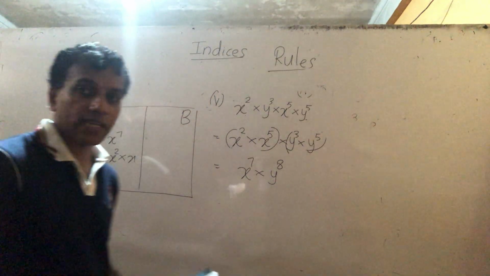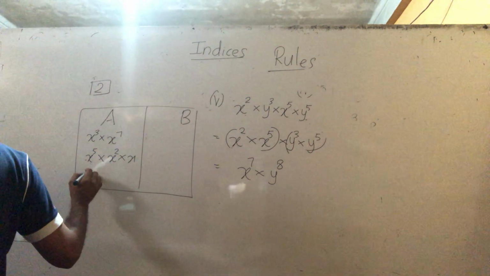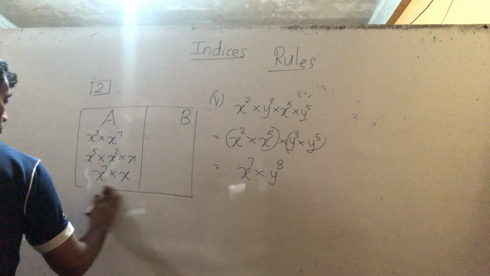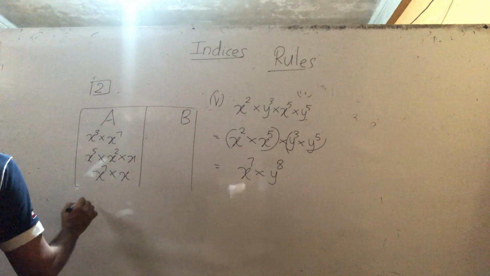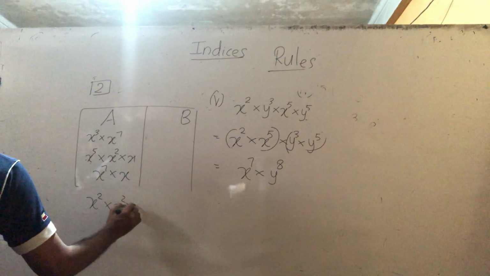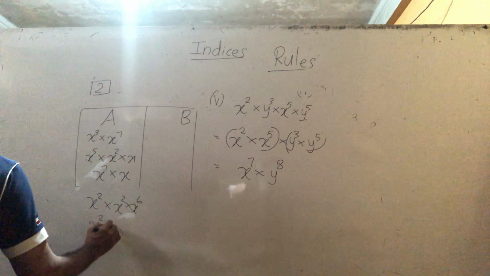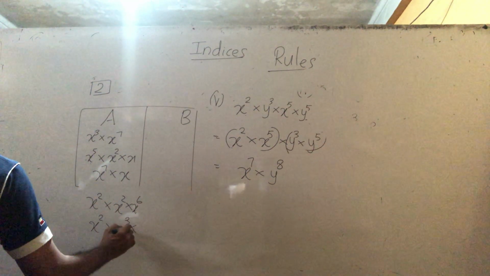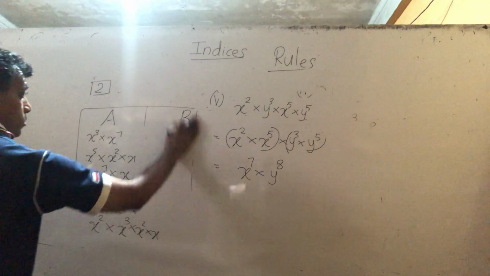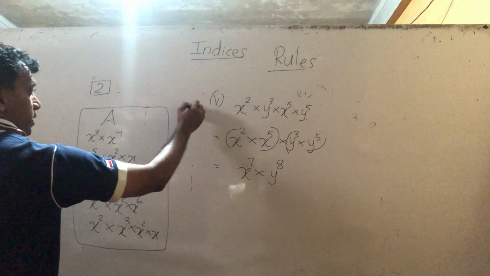The next question has two columns given, column A and column B, and you link them.